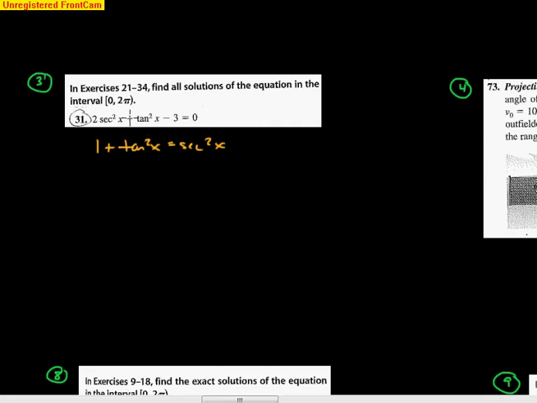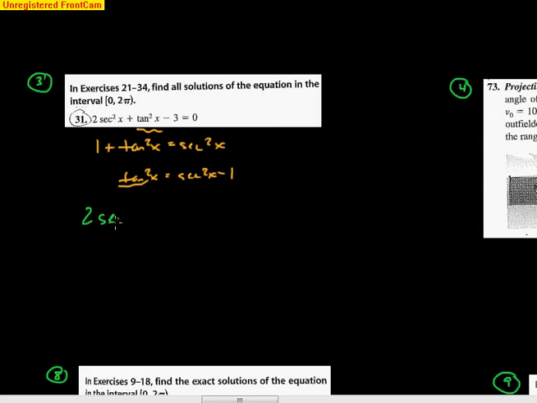In place of the tangent squared, if I subtract 1, I can put secant squared minus 1. If I subtract 1, I get tangent squared all alone. So here's a tangent squared, here's a tangent squared. We'll replace it with secant squared x minus 1. So I will do that right here.